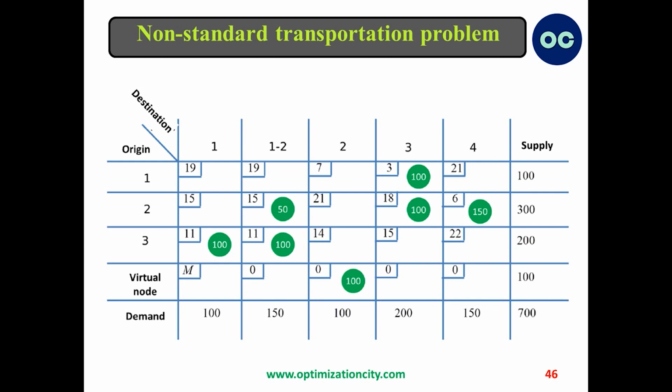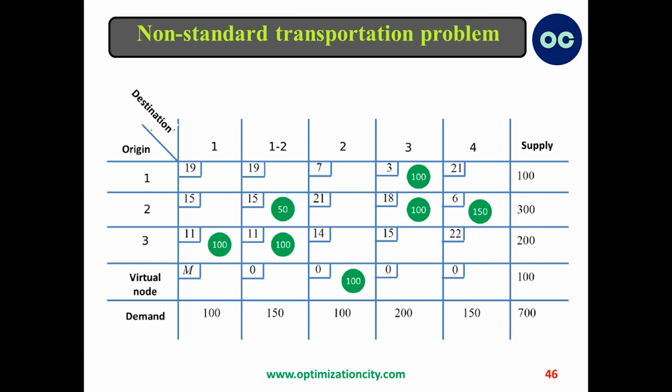The demand for node 1-2 is calculated as the 250 upper bound minus 100, which is 150, the difference between upper bound and lower bound. To maintain the balance between supply and demand, the virtual node is assigned a capacity of 100. So it's similar to the last slide.